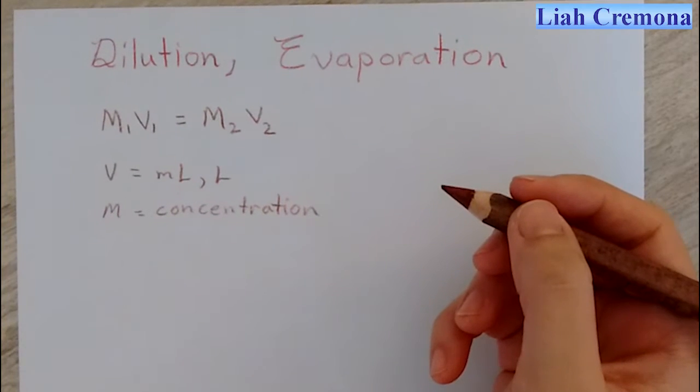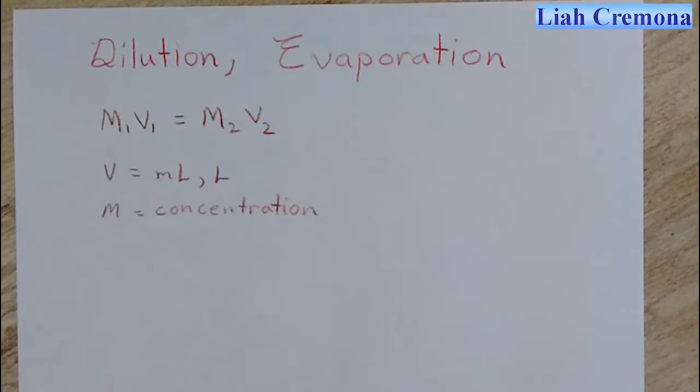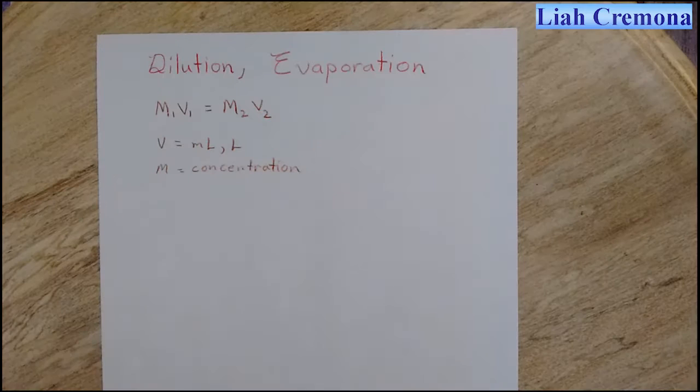So here in these questions, we are talking about solutions. So solutions, as you might know, are made up of the solute and the solvent. The solvent will be the one that is in greater amount and that the solute is dissolved in. The solute is the one in less amount.